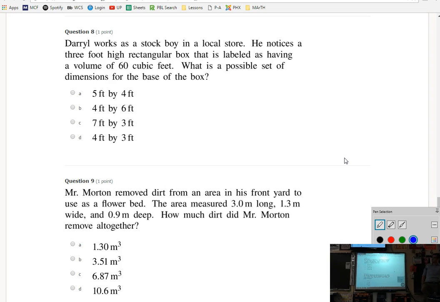So Daryl works as a stock boy. He notices that a 3-foot high rectangular box is labeled having a volume of 60 cubic feet. So we've got a box.